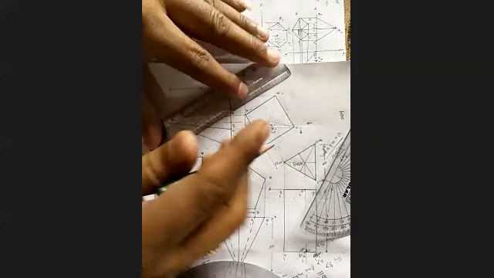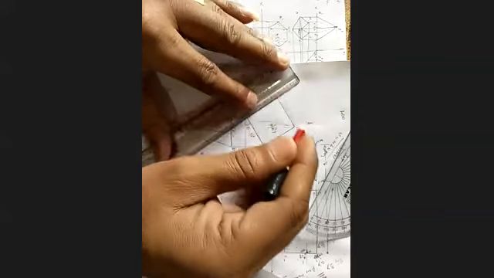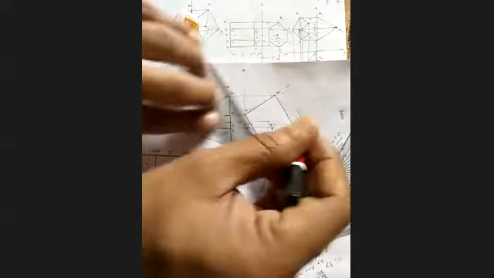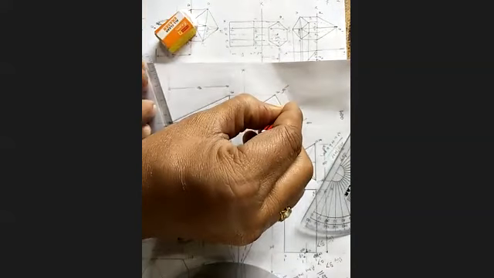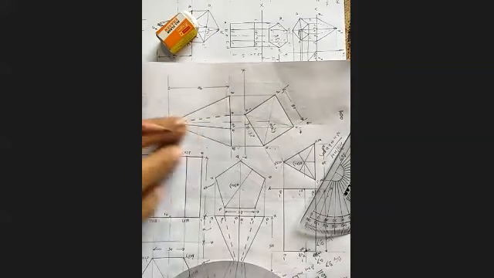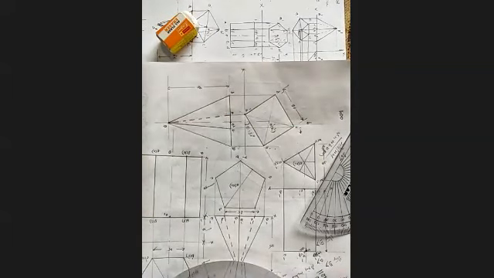Finished. Write its dimension anywhere, any one side, because it is a regular polygon. If one side is known, all sides are known. Any doubts? This is the pyramid. Note down.